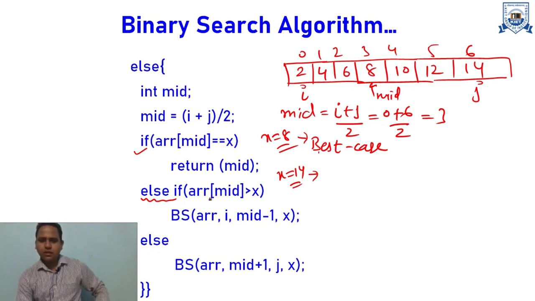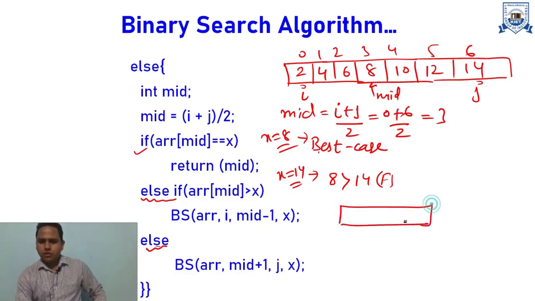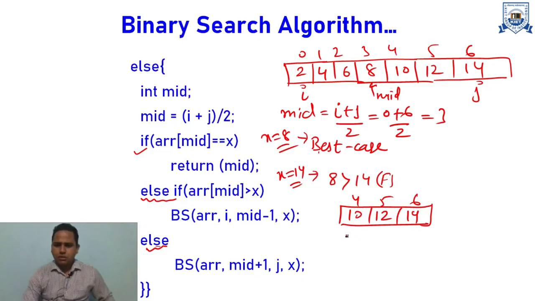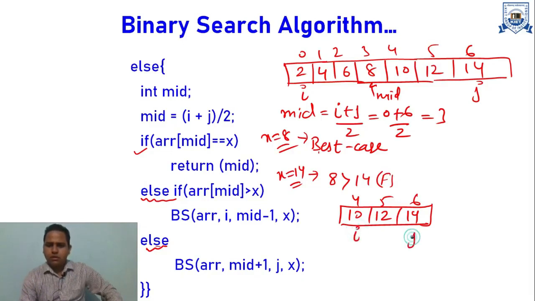So we'll go to the else if, AR of mid. What are we receiving? 8. Is 8 greater than 14? No, it is false. Again go to the else part, that means our element lies in the right half. So the array that we need to recursively search is 10, 12 and 14, and the indexes are 4, 5 and 6. So now our new i will be 4 and j will be 6.